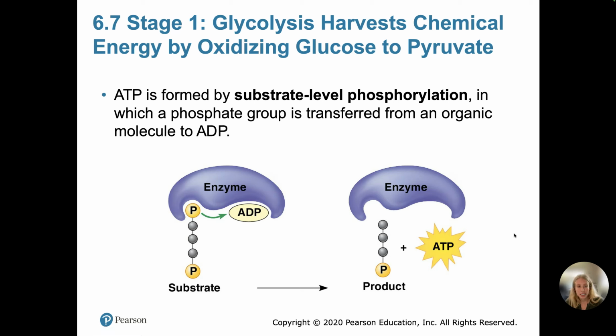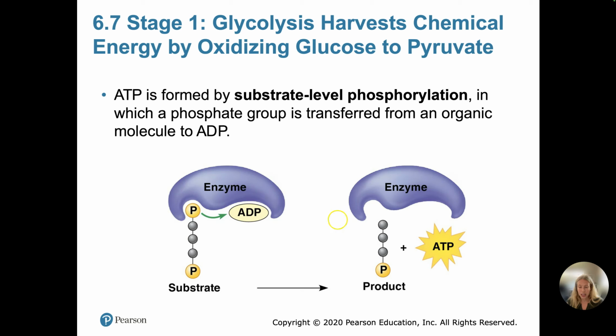Those molecules of ATP are formed by substrate level phosphorylation, in which a phosphate group is transferred from an organic molecule to ADP. This is facilitated by an enzyme. So pretty much what's happening, an enzyme binds ADP and a substrate molecule with 2 phosphates. One of those phosphates is then transferred to ADP to form ATP, or adenosine triphosphate, and then the enzyme lets the product and the substrate go.